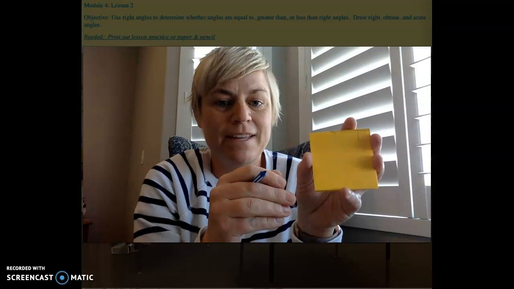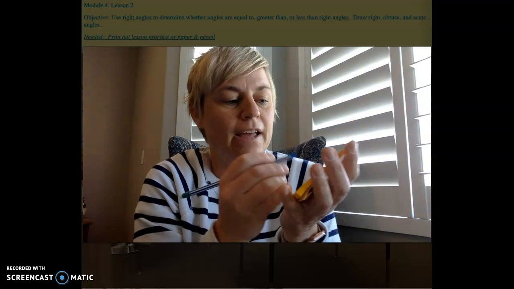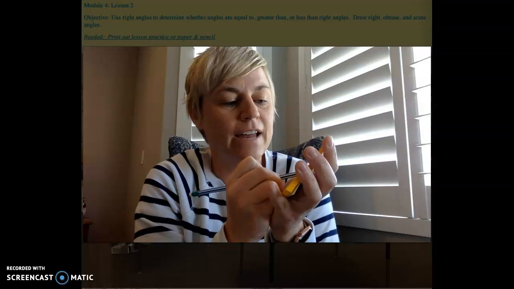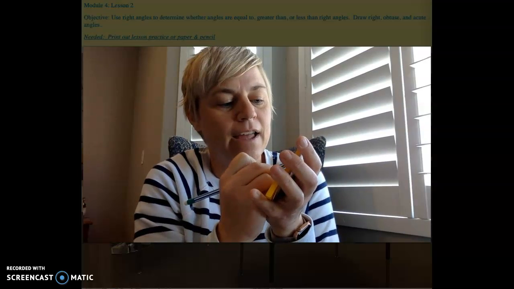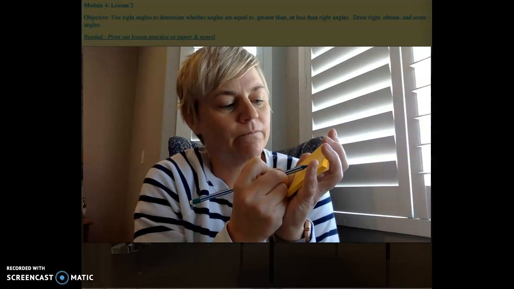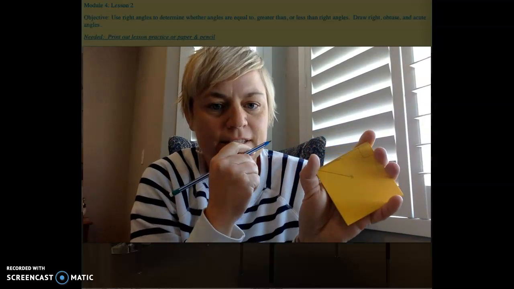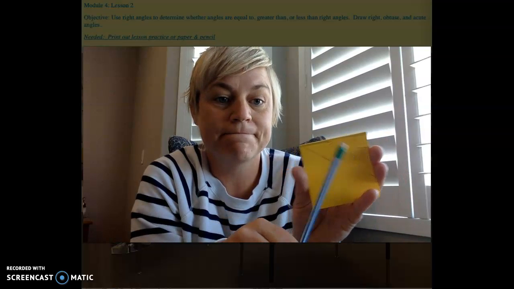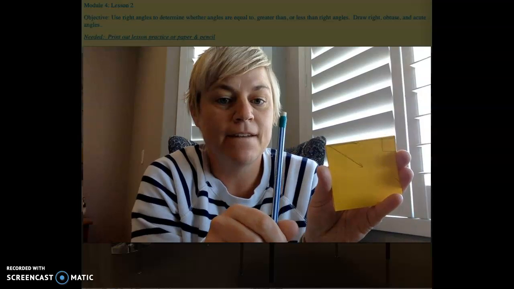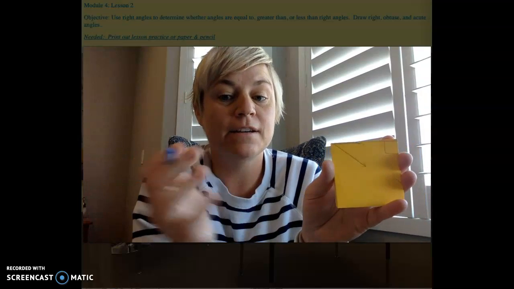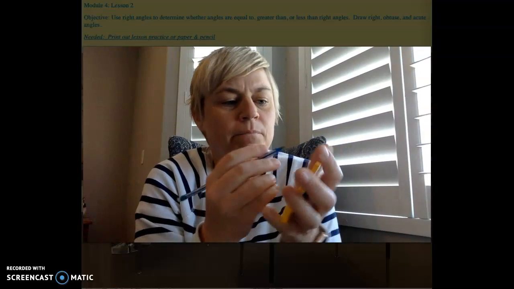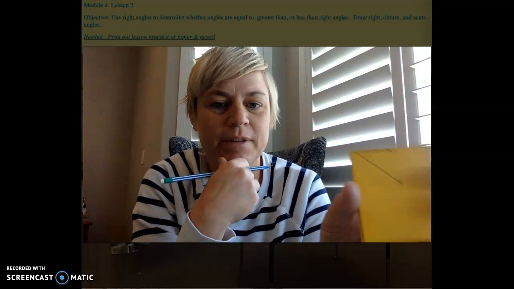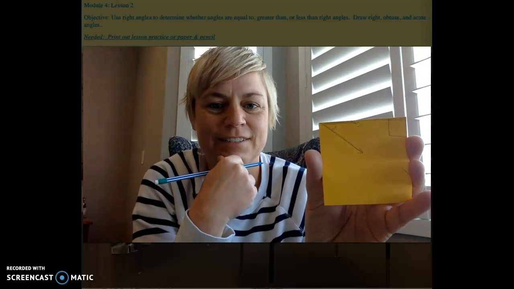So if something is smaller than a right angle, let's say I have an angle that is about half of my right angle, kind of like this. So this would be smaller than my right angle, right? So that is an acute angle. And if it's bigger than a right angle, then it is obtuse. And that's pretty much what our lesson is today. That's it. That's all we're going to be doing. But here's my angle. That's an acute angle because it is smaller than a right angle. This one right here. And this one is a right angle.